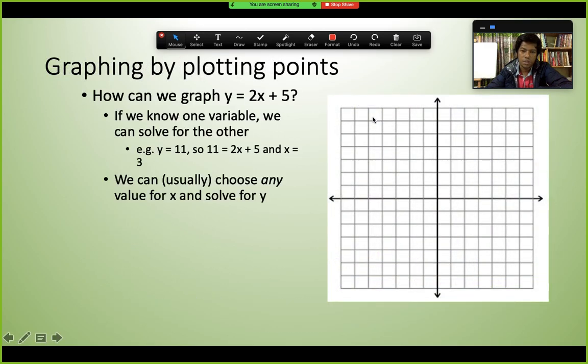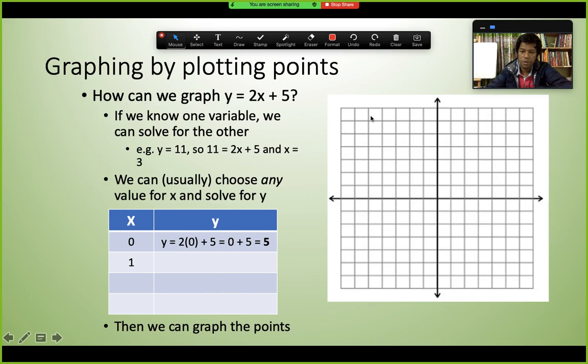Now, how to plot by graphing points, plotting points. How to graph something. For example, let's say this is the given equation. We have to graph this. Nothing is given, but you can actually think of some value for x, any random value for x. The best idea is to put some convenient value, a good value, easy to calculate and easy to plot.